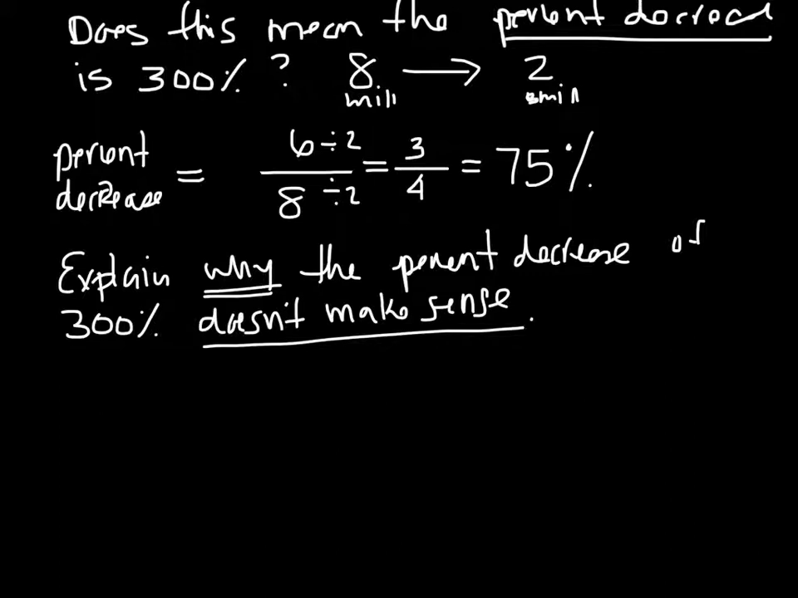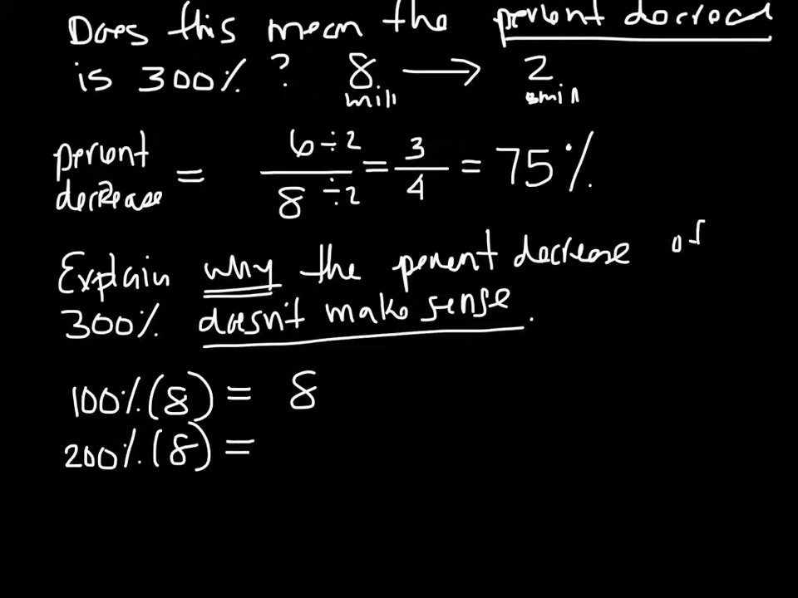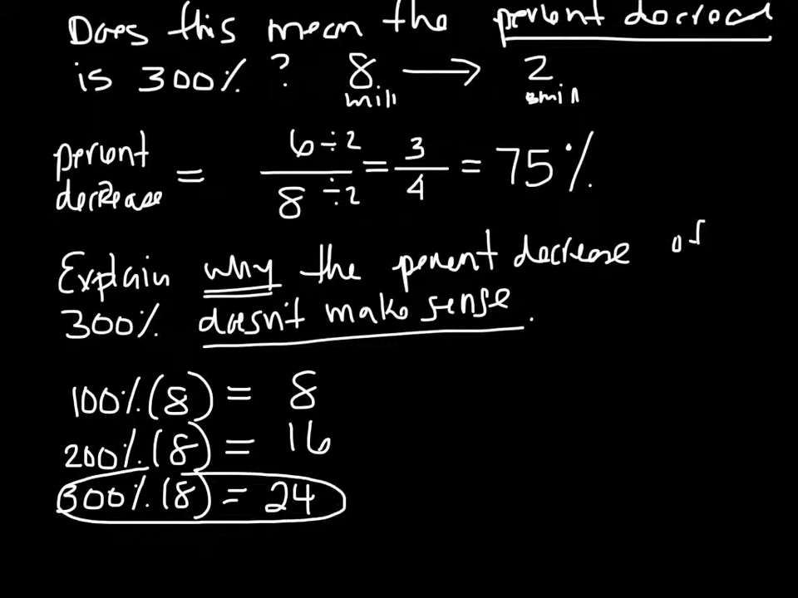We started with 8. 100% of 8 is 8. What's 200% of 8? Well, 200% of 8 is 16, right? Because 100% is 8, so 200% would be 8 plus 8, so 16. 300% of 8: 100% again is 8, plus another 8, plus another 8, is going to be 24. So 300% of $8 billion is 24 billion.